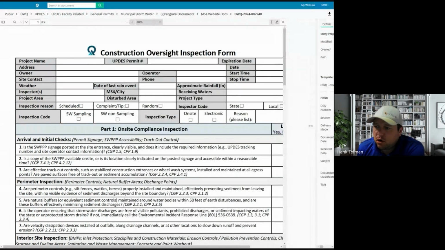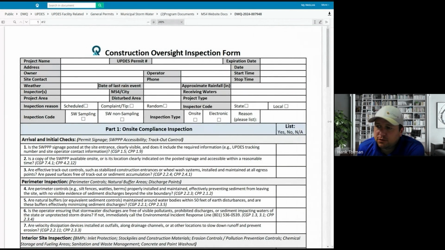All the time we get comments from the MS4s that say it doesn't have the site contact name, or it doesn't have such and such, or it doesn't have whatever, right? So what it has to have on there is the permit tracking number, so that's the UTRC or UTRH number. And then it has to have a contact and their information.